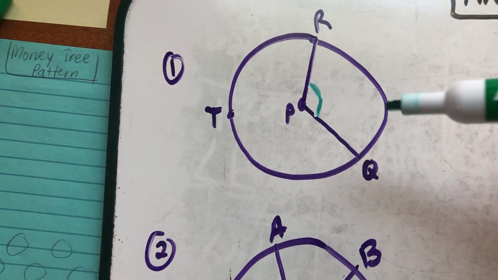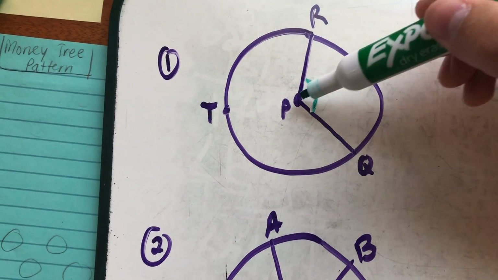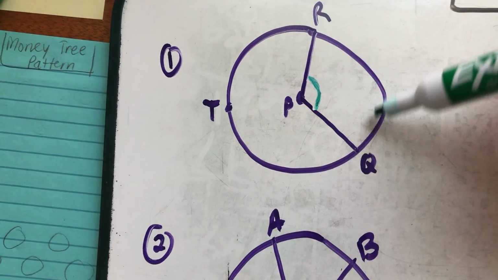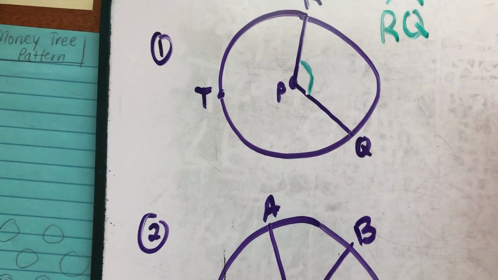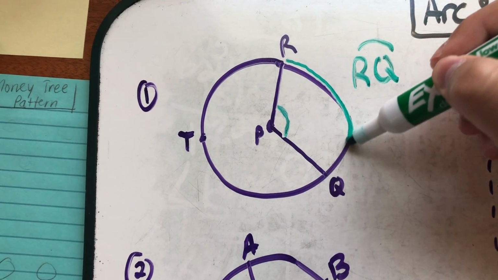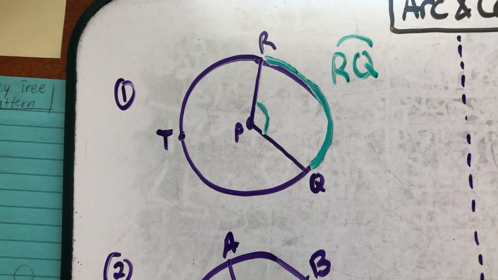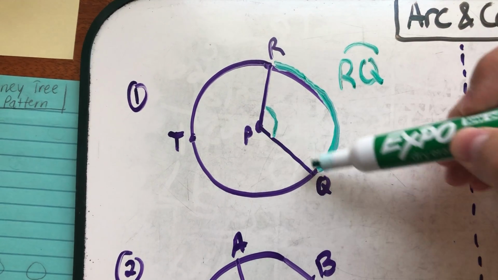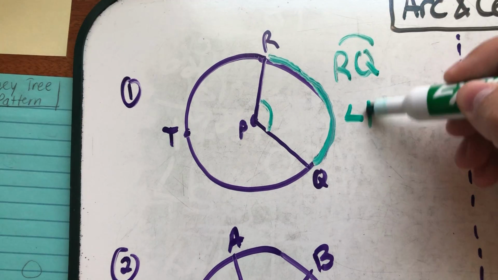An arc, so the arc that corresponds with this central angle would be the arc that it touches. So from here and here, this arc RQ. The arc RQ would be this arc right here. So this arc, RQ, corresponds with the central angle, angle RPQ. That's how you would say that, this angle right here. Angle RPQ.